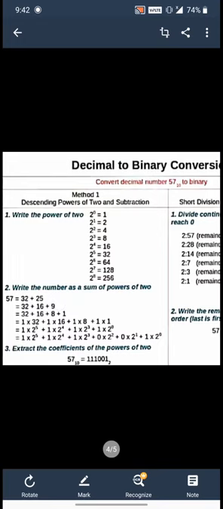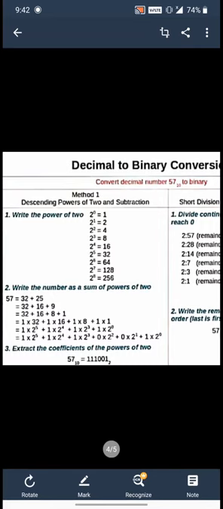16 is greater than 9, so we move ahead. 8 is less than 9, so we write 8 and plus 1 as remainder. But 1 also belongs in the list, so there is no need to do further changes. So 32 plus 16 plus 8 plus 1. Now clearly 1 into 32, 1 into 16, 1 into 8 and 1 into 1 will give you your binary number. 32 can be written as 2 to the power 5 from the table over here, so 1 into 2 to the power 5.